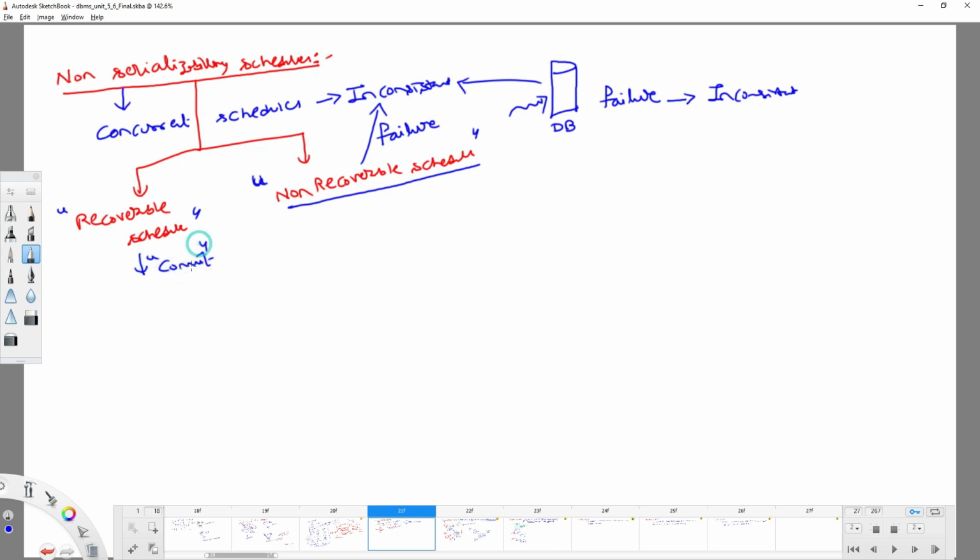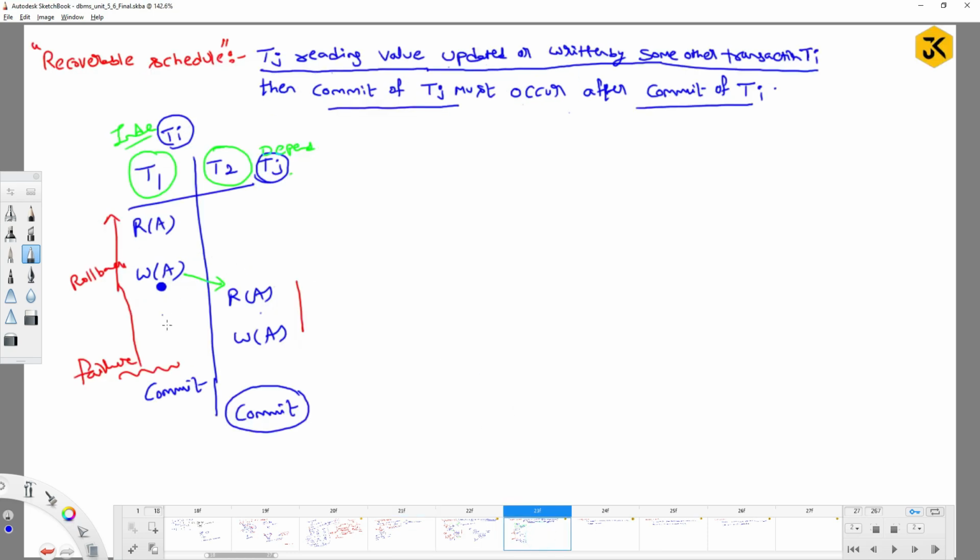you are trying to use, it will be classified again into three types. One is cascade recoverable schedule, another one is cascadeless recoverable schedule, another one is strict recoverable schedule. Okay, I hope you understood this point clearly, right? So the way you are trying to take the commit in the independent transaction, depending on that, it is classified into different types, right? Now I hope you understood this is a kind of recoverable schedule.